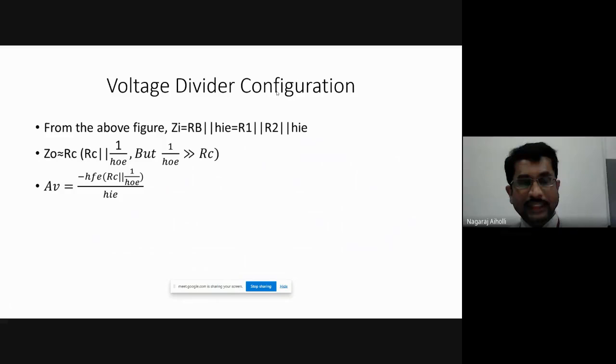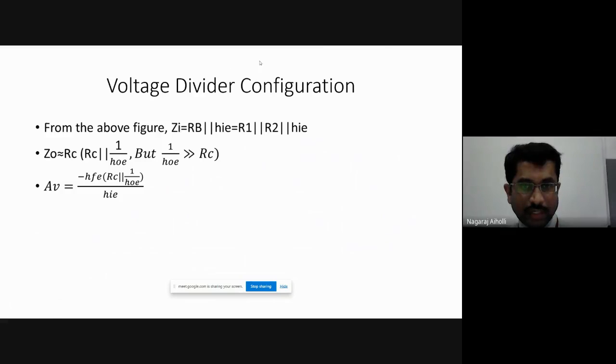Just one sentence you can mention there that whatever RB is there, that is nothing but R1 parallel R2. RB is R1 parallel R2. It is in whatever fixed bias configuration approximate hybrid model is there. In that circuit, if we replace RB by R1 parallel R2, that gives all the equations of the voltage divider bias configuration. Just mention one sentence there. So after mentioning one sentence, then you can start deriving the performance parameters of voltage divider configuration.